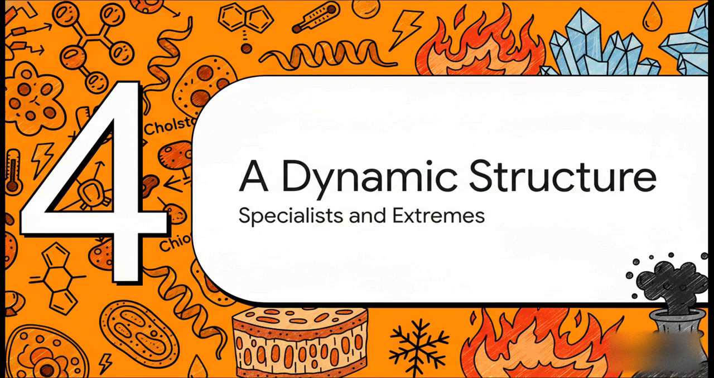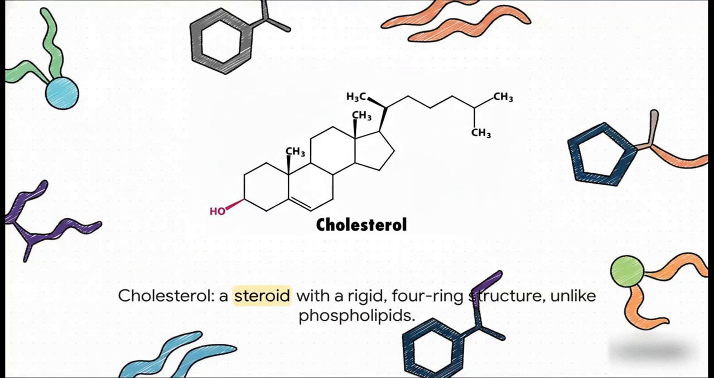But this basic sheet is just the starting point. It's the canvas. In our last section, let's look at how life adds specialist molecules to this canvas to make it work under all kinds of conditions, including some of the most extreme environments you can possibly imagine. First up, meet cholesterol. And right away you can see this thing looks nothing like a phospholipid. It's got this bulky, rigid, four-ring structure. It's clearly a specialist, built for one very important job.